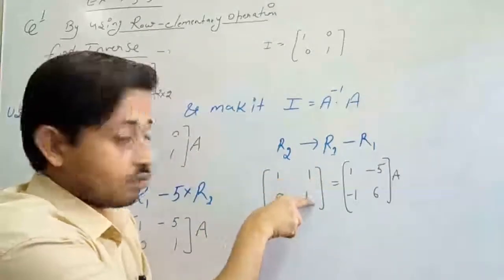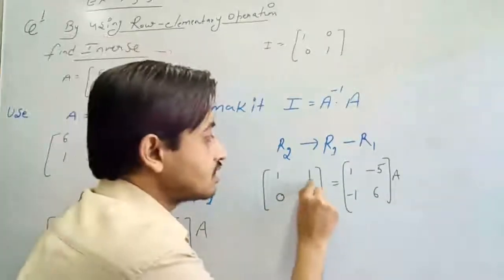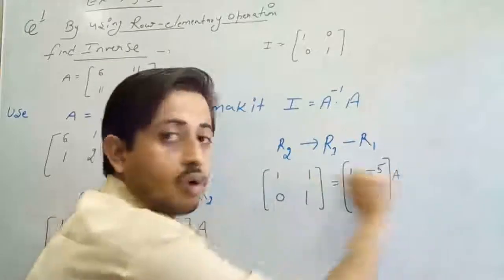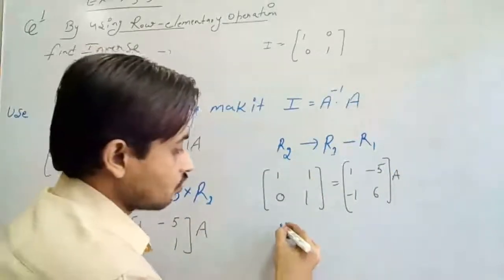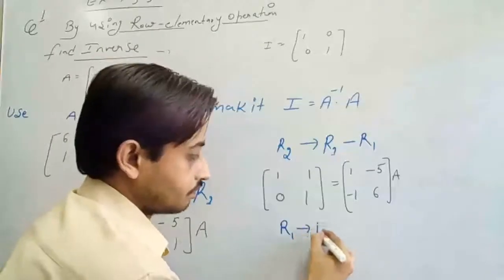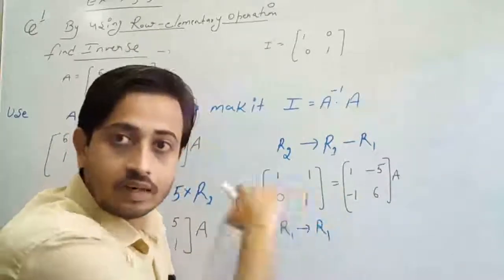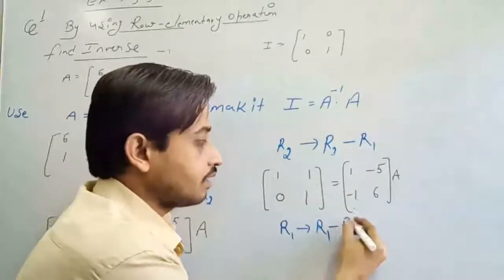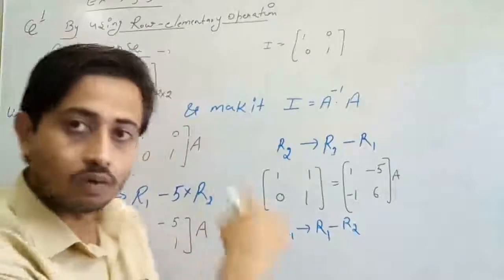So 1 minus 1, we get 0. It means we have to make this 0, and this one is your first row. So I am going to apply the operation on the first row, R1, and we have to subtract the second row. So I am writing R1 minus R2. I hope you are understanding this concept.